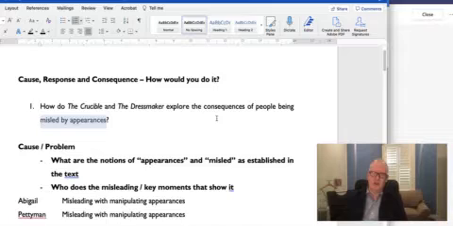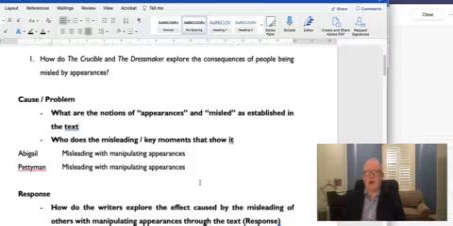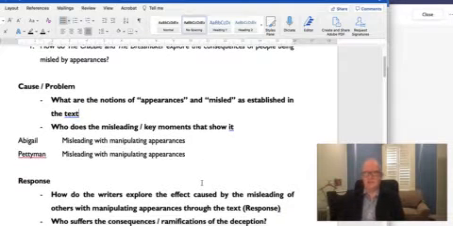You talk about what were the consequences down the track, but you could really focus, if you wanted to, on misled by appearances. So in that cause, you could be talking about what the notions of appearances and misled are, as established in the text. Who does the misleading, and key moments to show it or explore it. So a way you could do it is by talking about Abigail, who's misleading with manipulating appearances, and Pettyman. You could start with that if you wanted to.